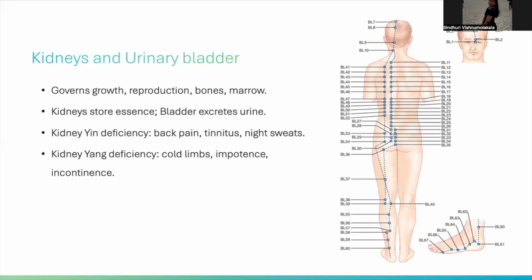Frequently, deficient kidney yin produces similar disorders in heart and liver, like you can see low grade fever, night sweats, and so on. While deficient kidney yang disturbs the function of spleen and lungs. The kidneys play a crucial role in water metabolism. When these functions are disrupted, the condition of deficient kidneys might also lead to edema, that is, water accumulation or ascites.